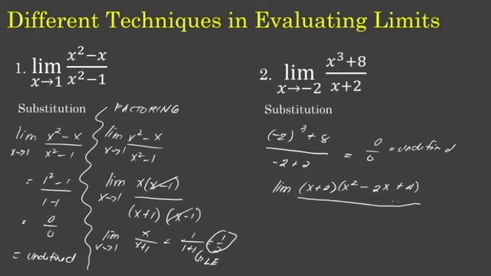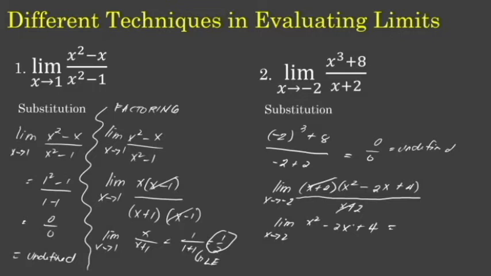All over x plus 2 as x approaches to negative 2. So, alam natin yung x plus 2, pwede na natin i-cancel yan. That will leave us x squared minus 2x plus 4 as x approaches to negative 2. So, substitute na natin yung negative 2.